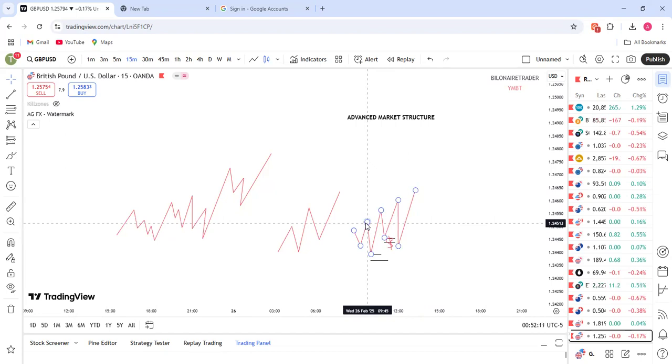Now, I didn't mention this in the video I did about liquidity, because we only spoke about internal and external liquidity, since we were dealing with the basic market structure. Now, this is the advanced market structure. So even if you don't understand, please, like I always say, come back to the video, watch it, study it, okay?